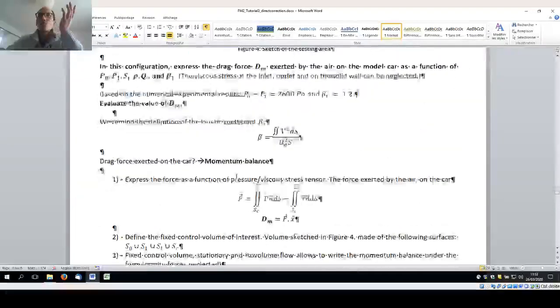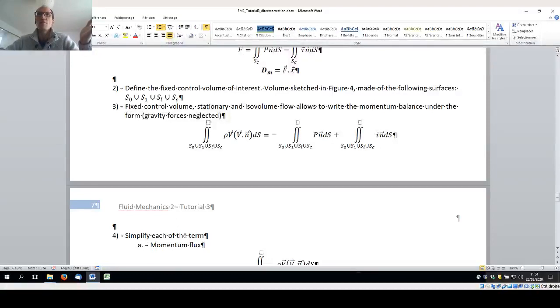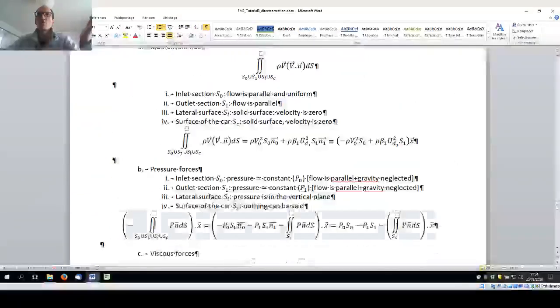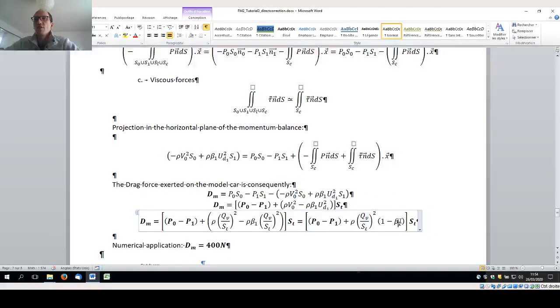So here this is the second application where you see we have done exactly the same. At first you express the force as a function of pressure and the viscous stress tensor that you are looking for, and after you define the fixed control volume, you check the assumptions, you write the momentum balance, and you simplify each of the terms on each of the sections. Trying to simplify as much as possible, and in the end you should be able to write the force as a function of information in the inlet and outlet sections.